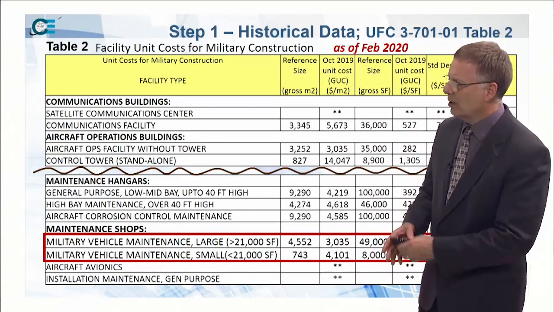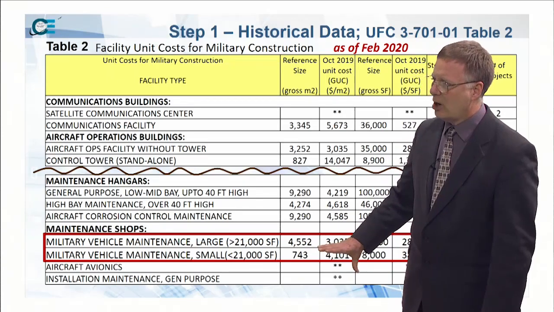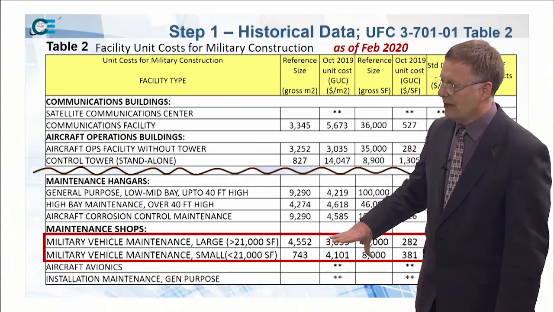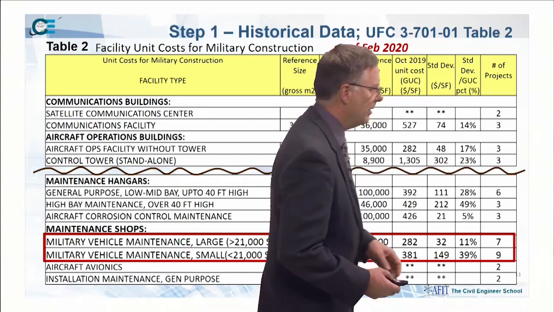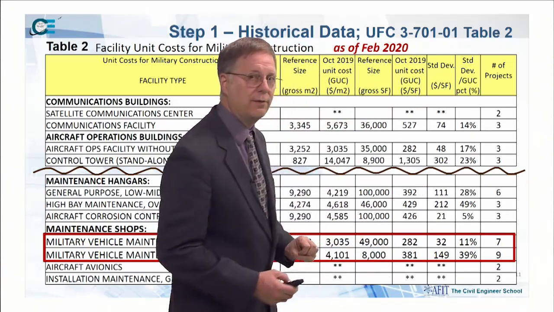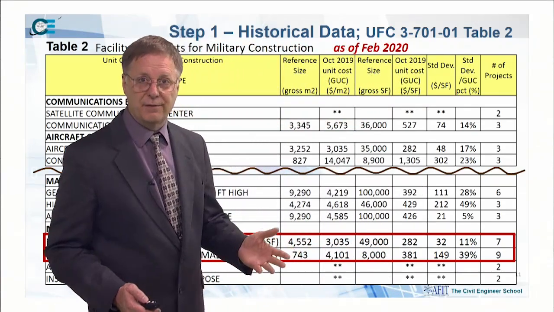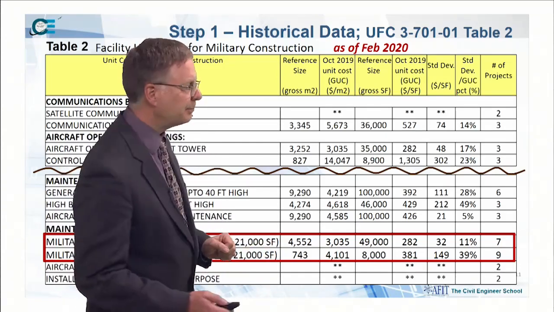So the next thing we look at is the reference size and the actual cost. This is cost per square meter, and then the next thing is the reference size and cost per square foot. And those are the figures that we need to pull out of this thing.